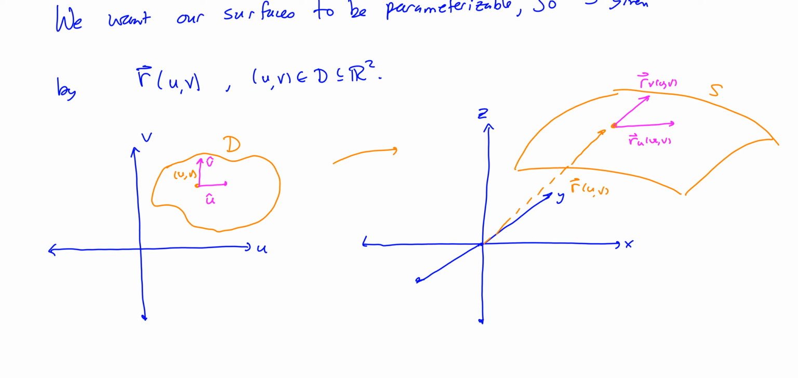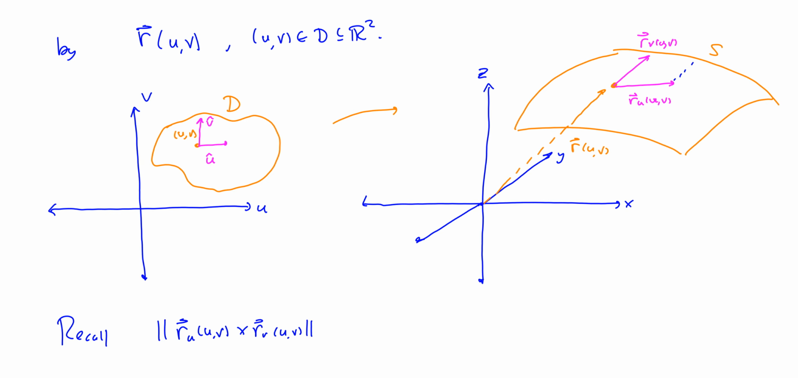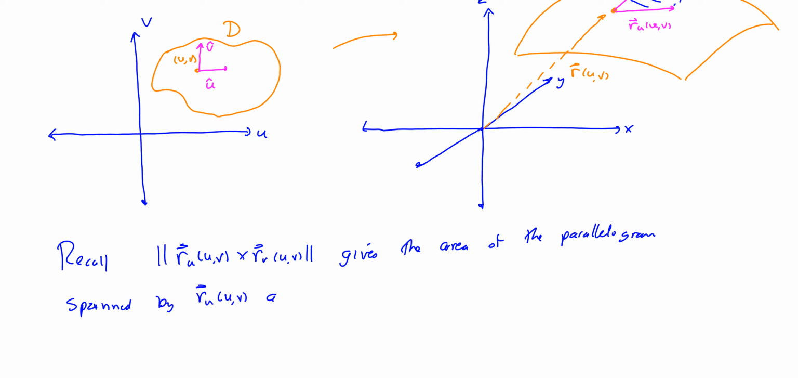And so if we recall, if I look at the magnitude of Ru(u,v) cross the magnitude of Rv(u,v), this gave me the area. If I form like a little parallelogram here, it's not quite on the surface, but it approximates the surface well. So this gives the area of the parallelogram spanned by Ru(u,v) and Rv(u,v).